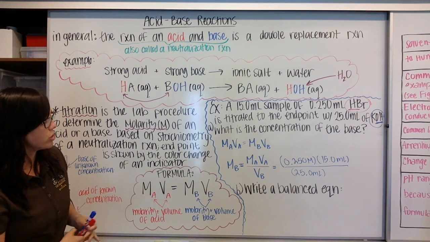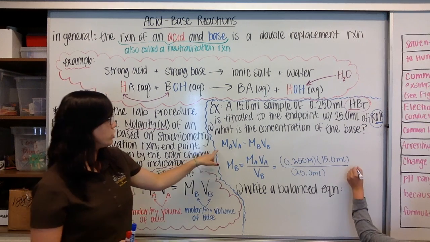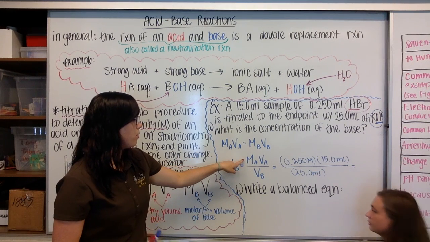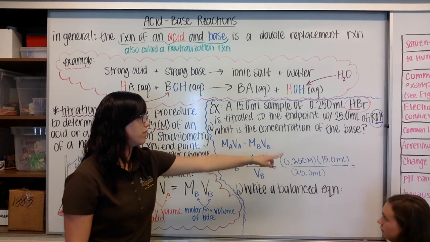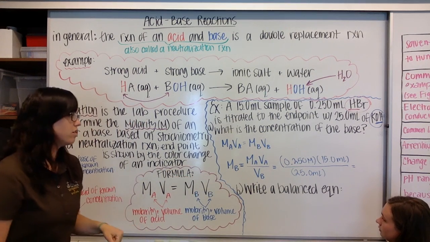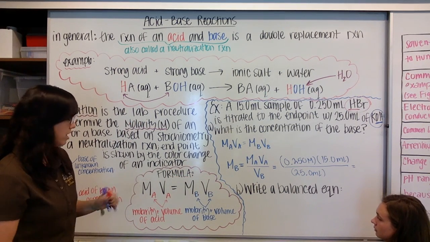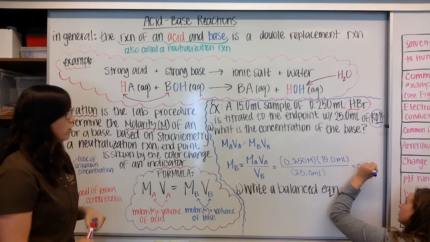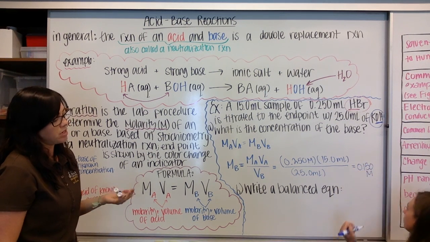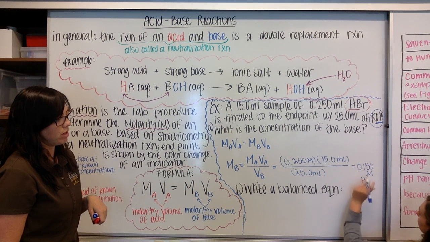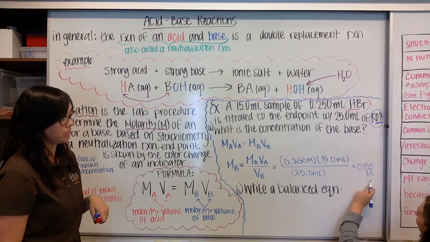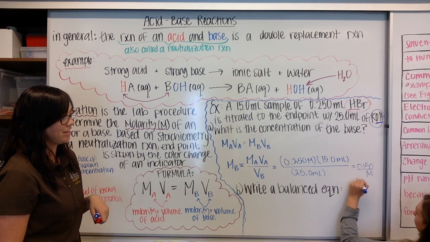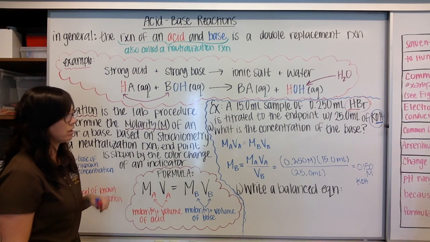So the concentration is going to be equal to the molarity of the acid times the volume of the acid divided by the volume of the base, and that equals 0.150 molar potassium hydroxide. We do want to include our units. Perfect. Can you put a box on it?